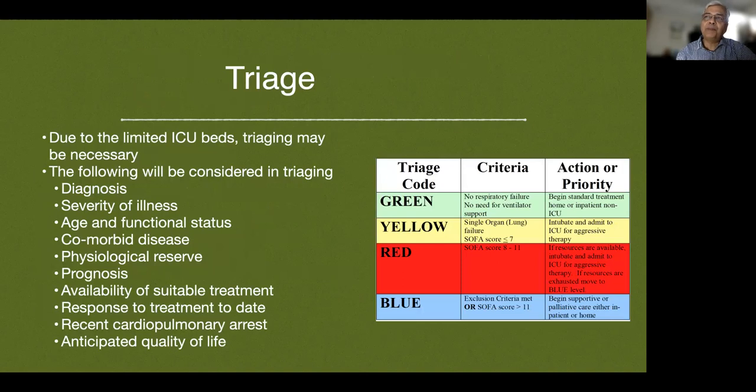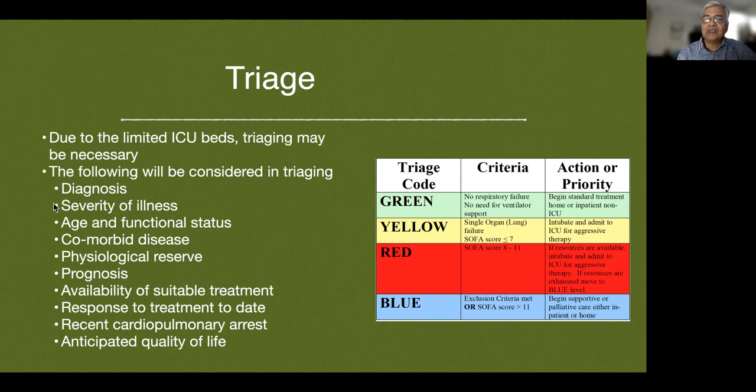So before you take a patient to the ICU, you should do a triage. Why do you need a triage? You need a triage because ICU beds are limited. And that is why you need to decide which patients deserve to go to the ICU and which do not deserve to go to the ICU. There are triage criteria which have been defined, multiple triage criteria. But the following things should be considered while you are going to triage a patient.